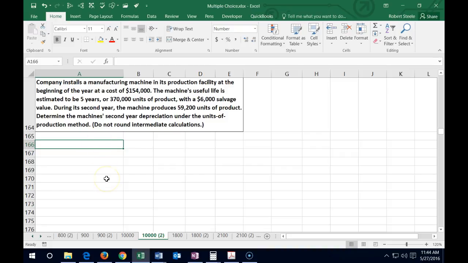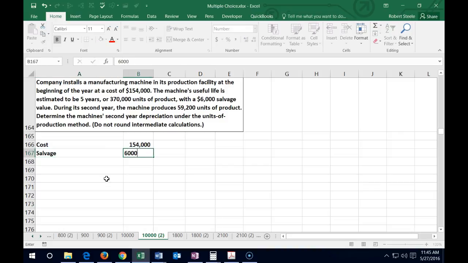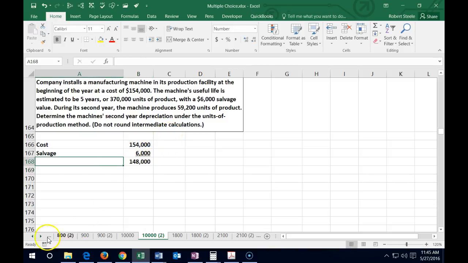We're going to start, as we would with all of our depreciation methods, generally with the cost, being in this case $154,000. We will take out the salvage, the amount that will be the value of the machine after the useful life, meaning after it's printed this many units of product. I'm going to go to the Home tab, Font group, and underline that. Subtract this out: the $154,000 minus the $6,000 gives us the $148,000, the amount to be depreciated.